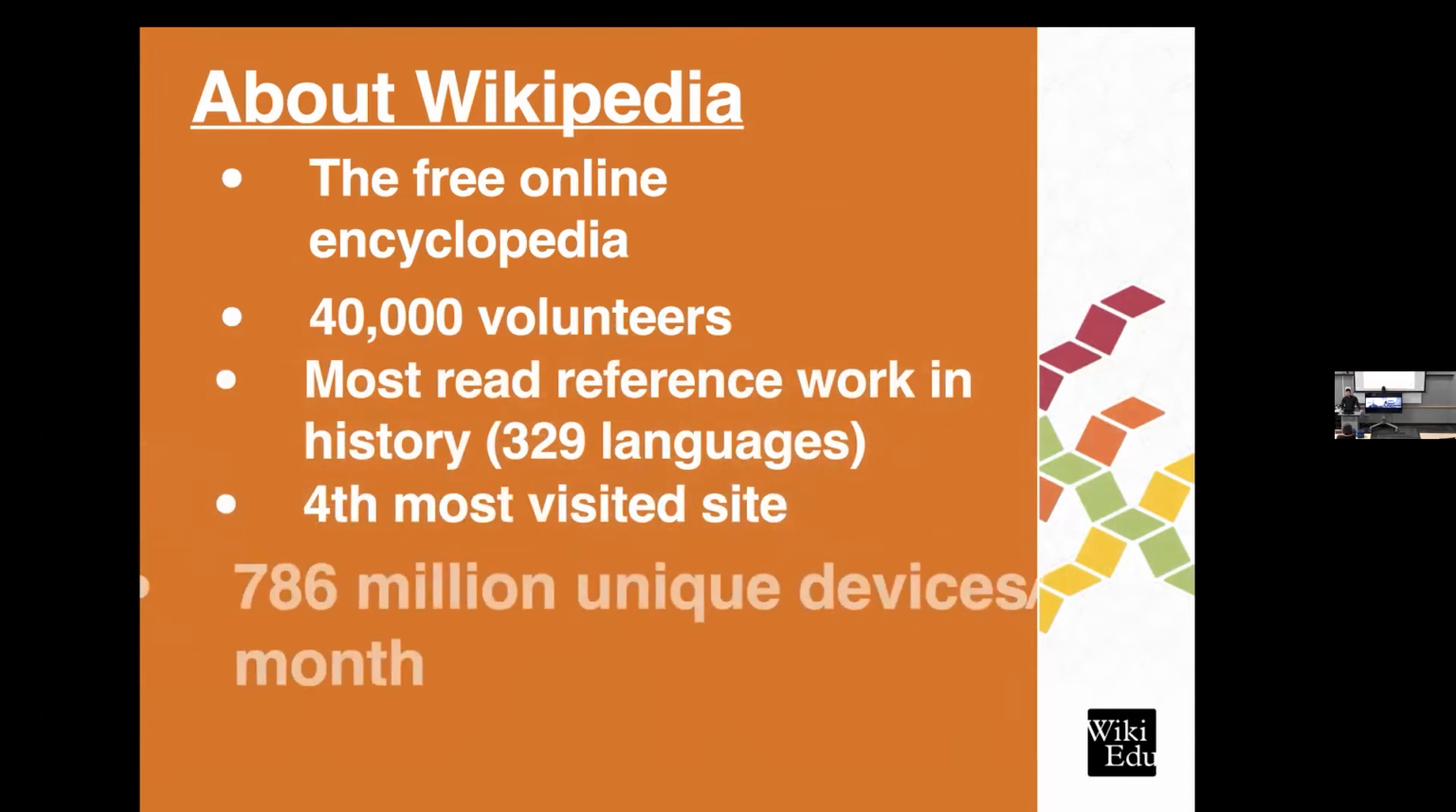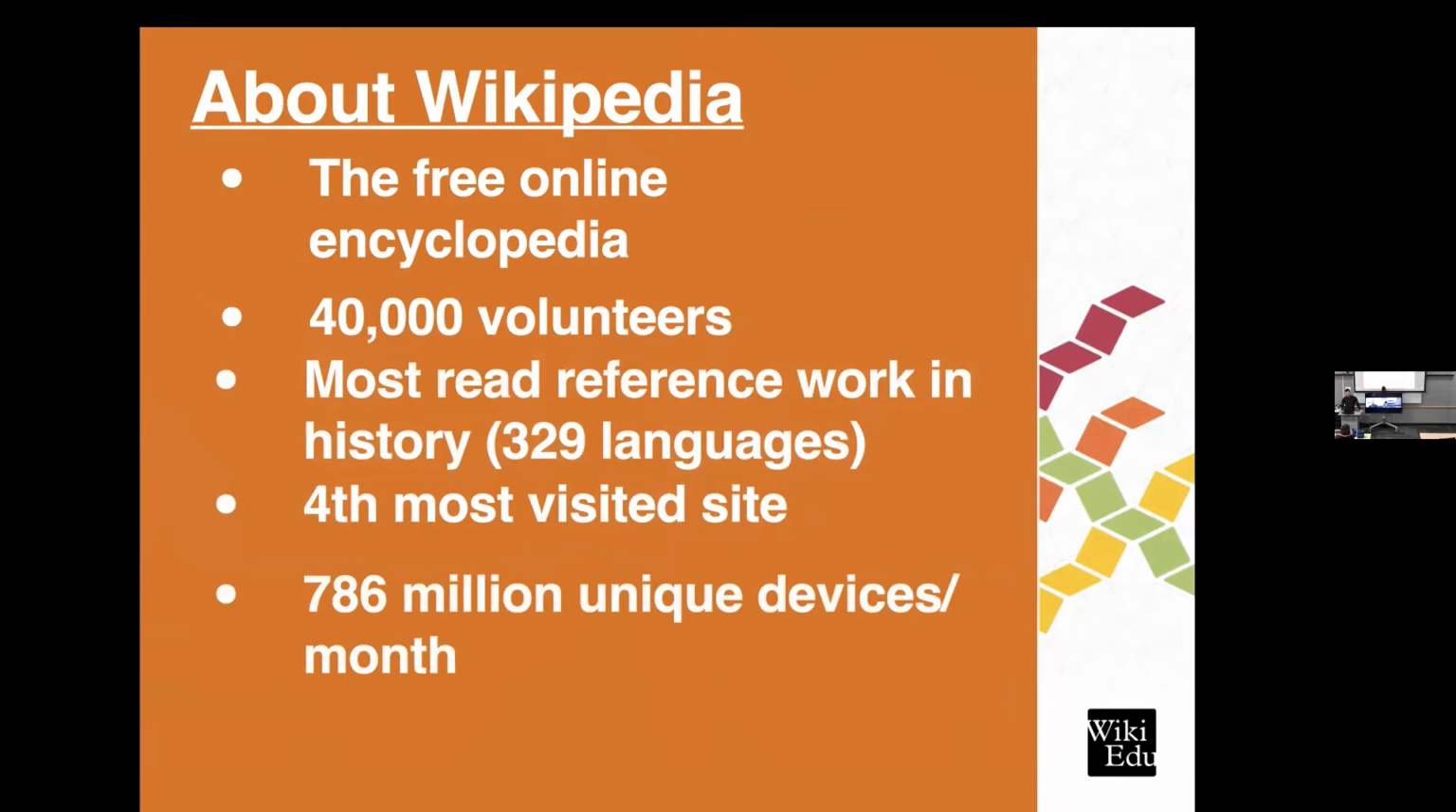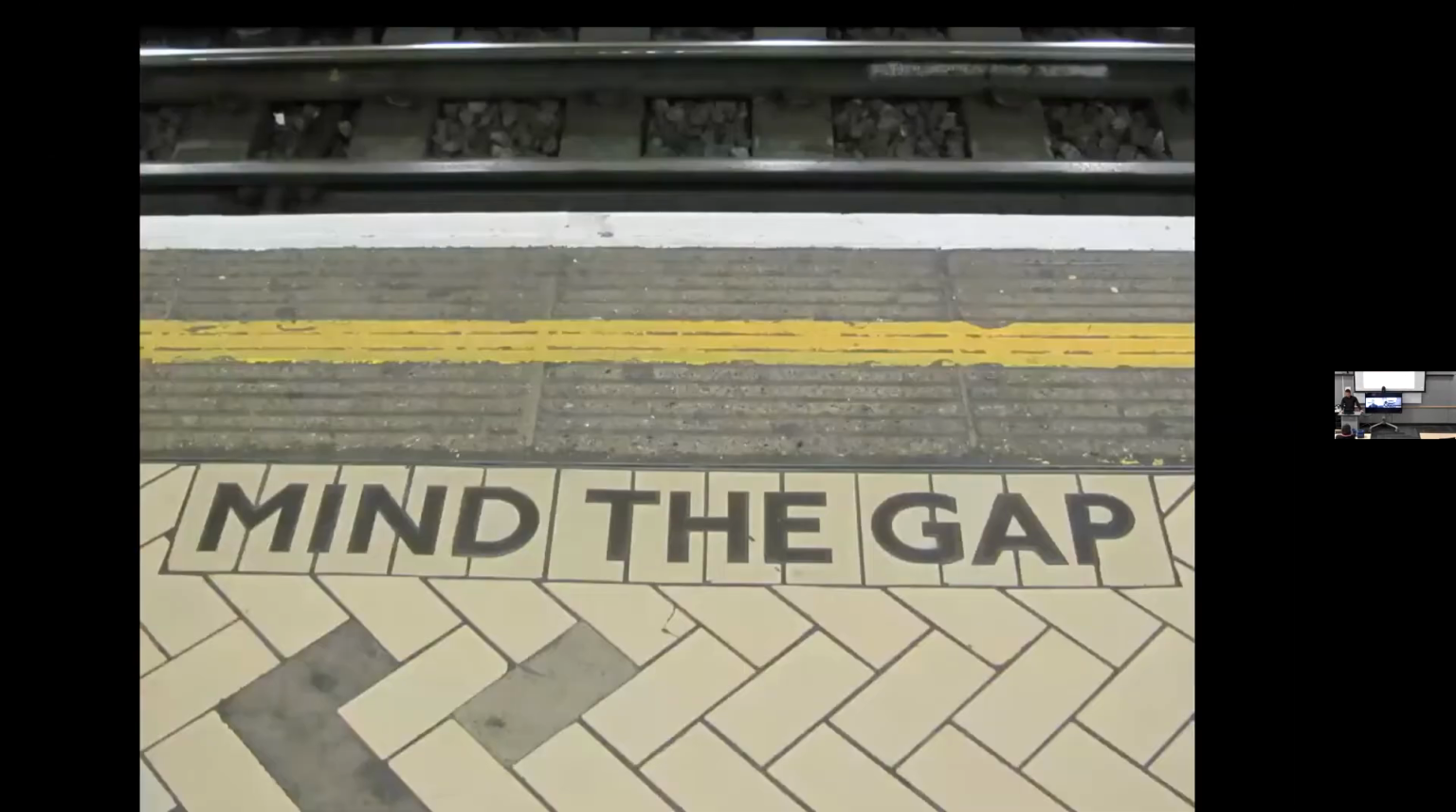The English Wikipedia was accessed by 786 million unique devices per month. And in August, it was viewed 7.2 billion times. This is an image of a subway station floor before you get onto a train, and it says "Mind the Gap." And we might think that Wikipedia is relatively complete, but it is not, as we all know.